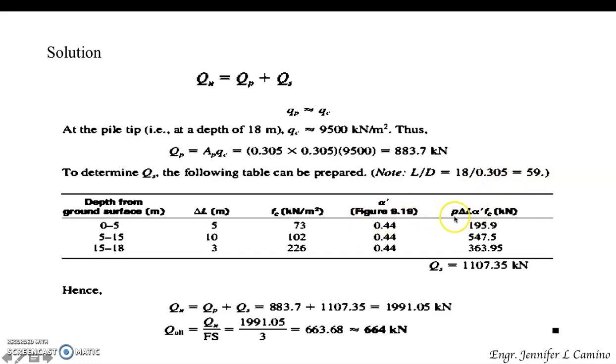So therefore, using this formula, P delta L alpha prime F sub C, you simply have to multiply all of those, and you try to sum up this one. You have now your Q sub S, skin friction, 1107.35 kilonewton. So therefore, since you have now Q sub P and Q sub S, you have now the ultimate load bearing capacity for the pile, which is 1991.05 kilonewton. So our allowable bearing capacity would be Q sub U all over Fs, which gives us 663.68 or approximately 664 kilonewton.